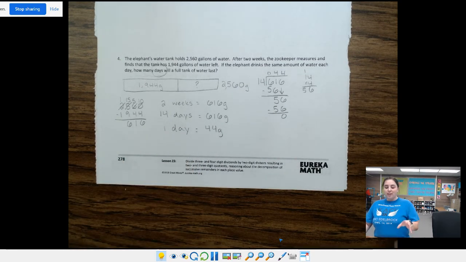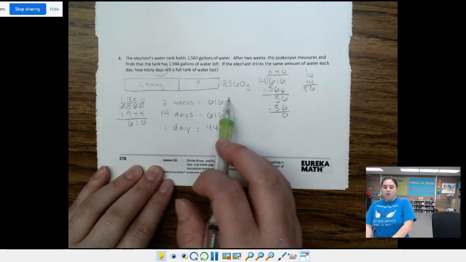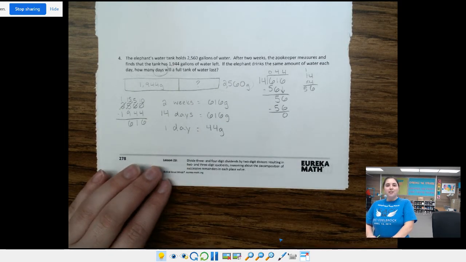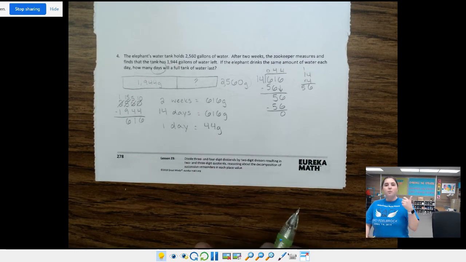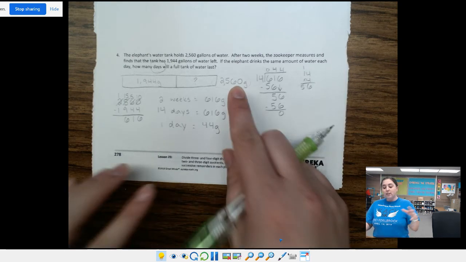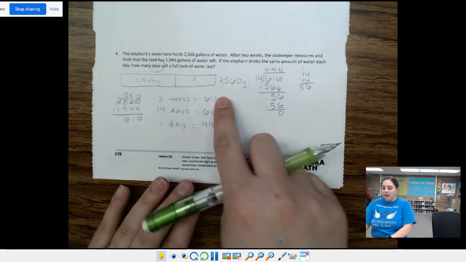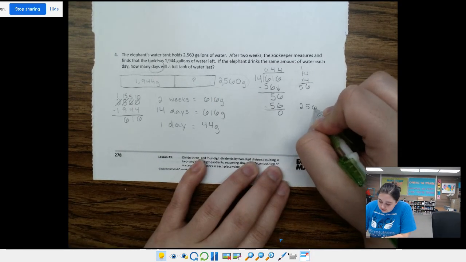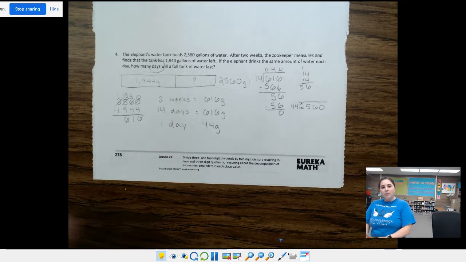So here's the next part. They want to know how much in 1 day an elephant's drinking. They want to know how many days this 2,560 gallons will last. So I could do a couple things. I could do 44 plus 44 plus 44, count up the days. How long until I get to 2,560? Or we could take that total water, and it's like we're separating it out. 2,560 divided into the 44 gallons a day. Let's figure out how many days it would last.